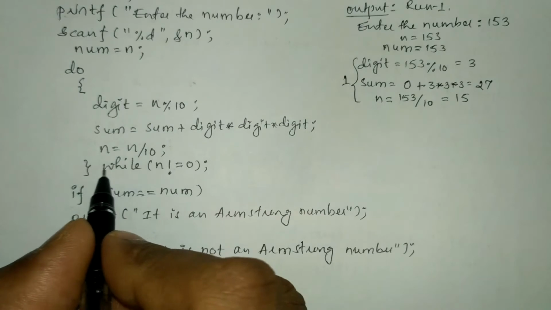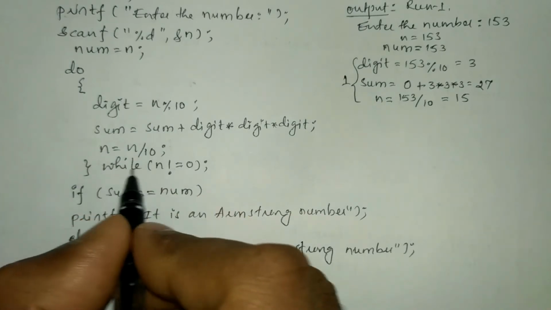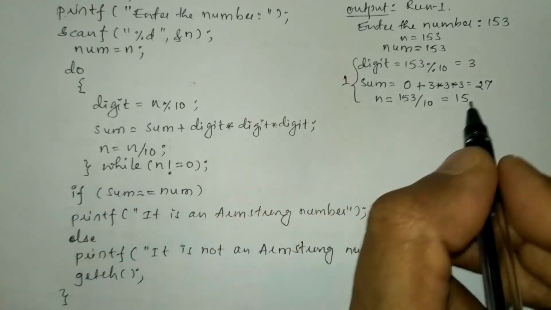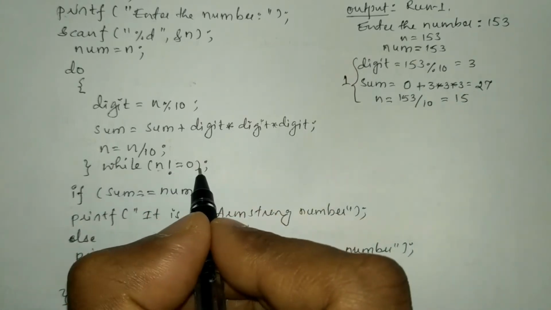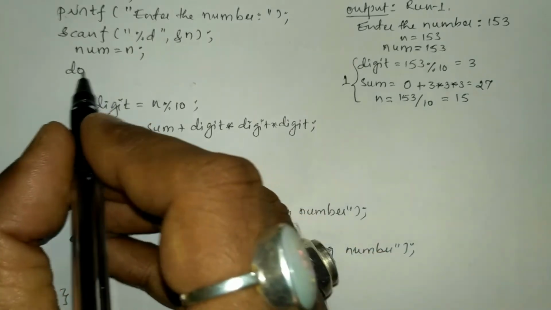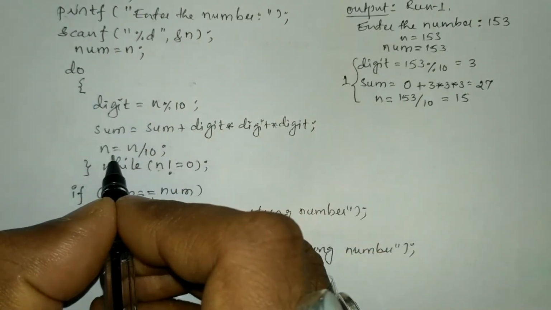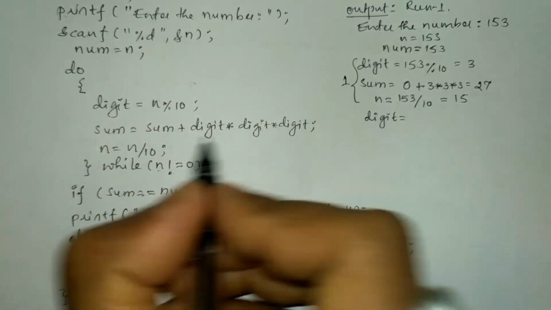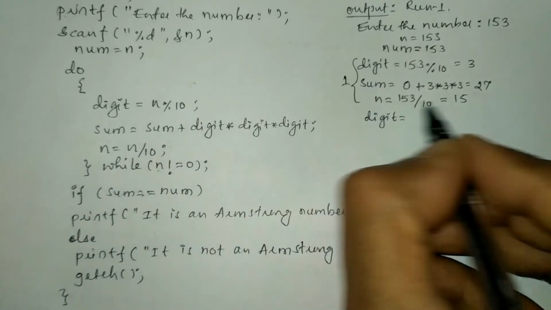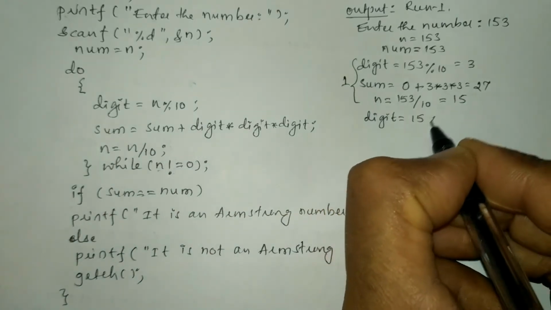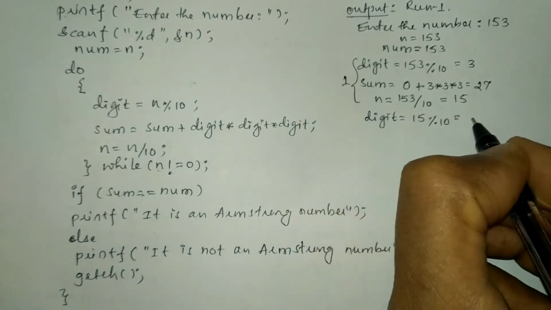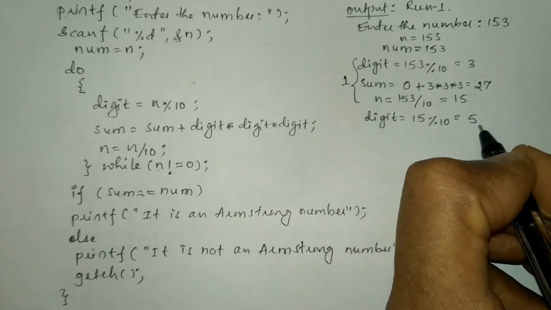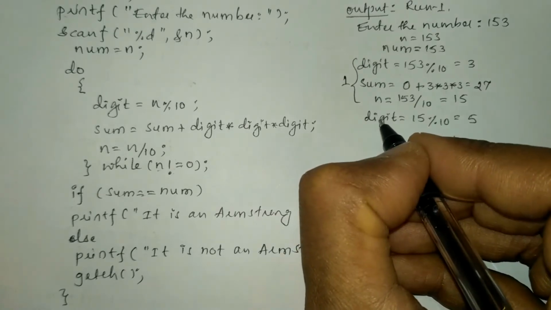Again, before control transfers to do, it has to check this particular condition in while. Here you can see n value is what now? 15. 15 is not equal to 0. Yes, it is true. Once again control transfers to do, and once again all these three statements will get executed. So I'm going to write digit is equal to n modular division by 10. What is the value of n now? Now it is 15. Modular division by 10 always gives us the remainder. So 5 is remaining. So this 5 will be stored in digit.